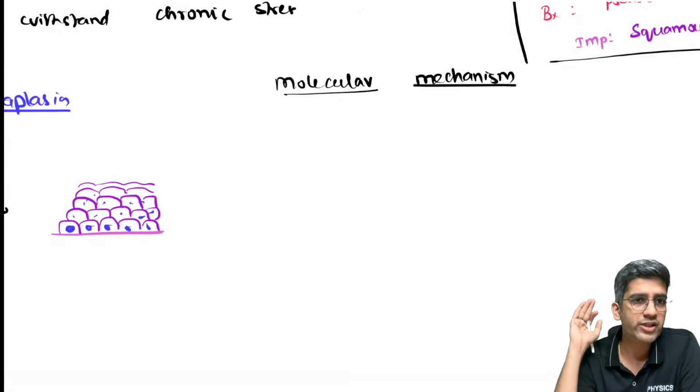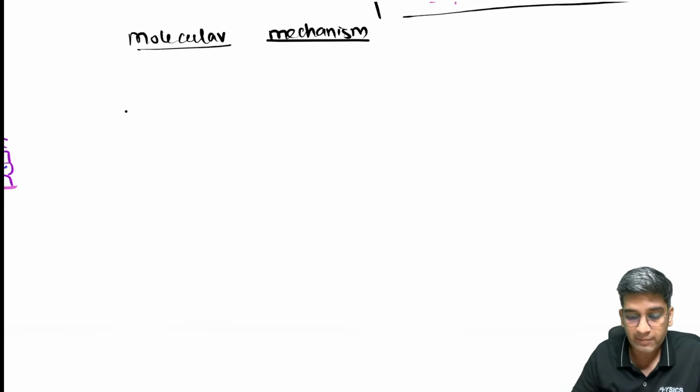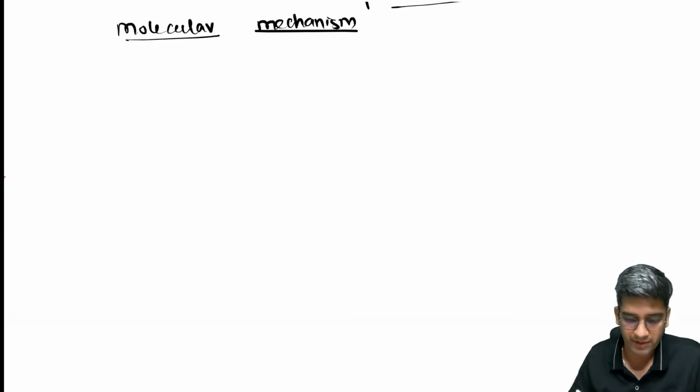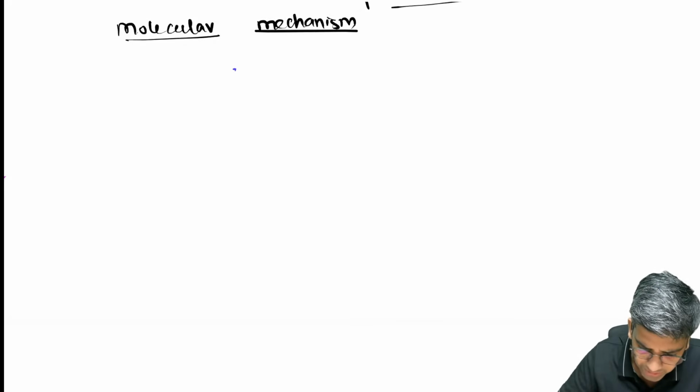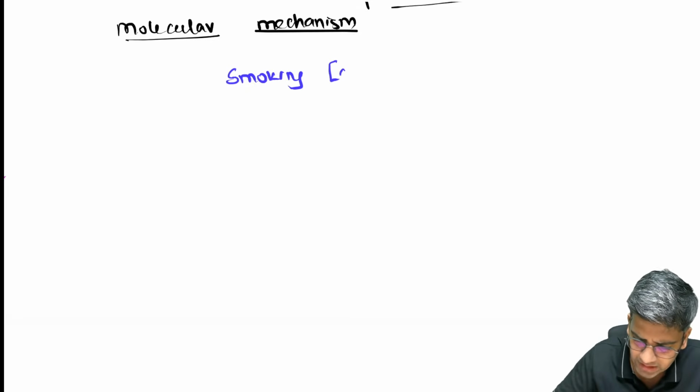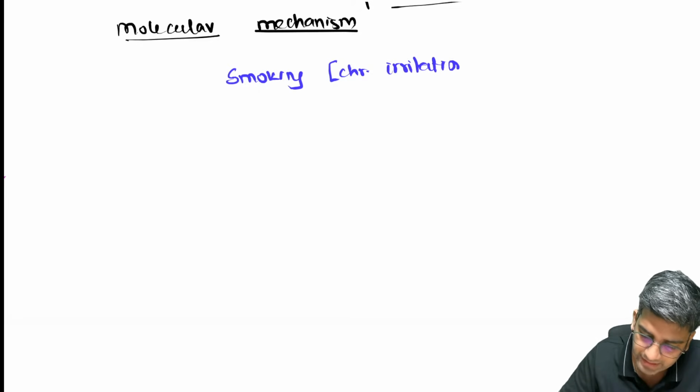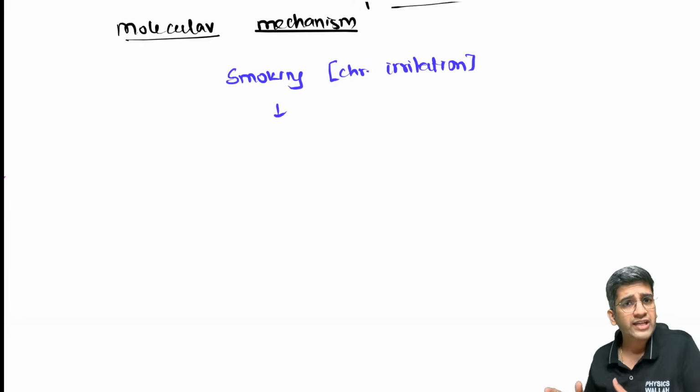Anytime a flowchart is always better, right? So here, the molecular mechanism, I'm talking about squamous metaplasia. What I'm going to say is the etiology. Etiology here is smoking. Or you can write any chronic irritation. So any chronic irritation for that matter is going to cause inflammation.